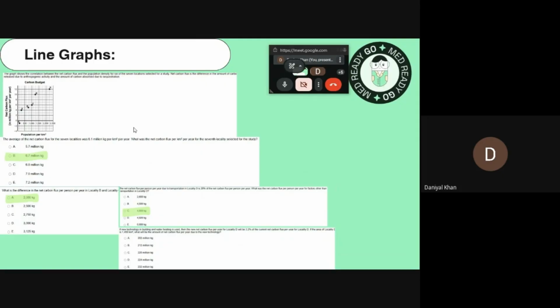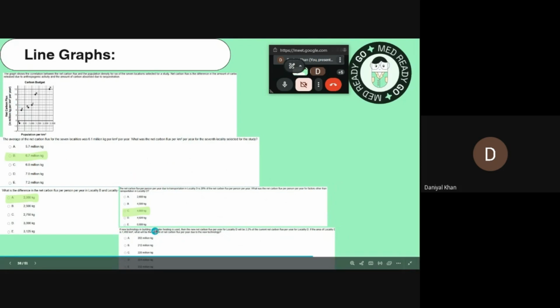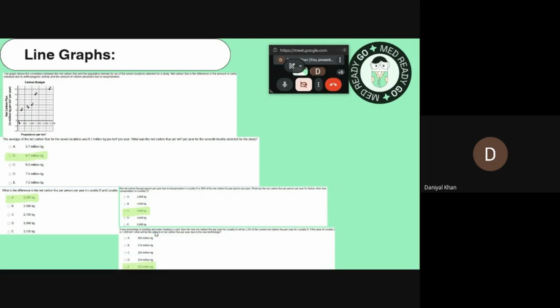So 0.032 times 5 gives you a value of 0.16, and if you look over here, it says per kilometer squared. So you need to times by 1,450 to cover all areas, and you would get a value of 232 million kilograms. Does that section make sense, guys?